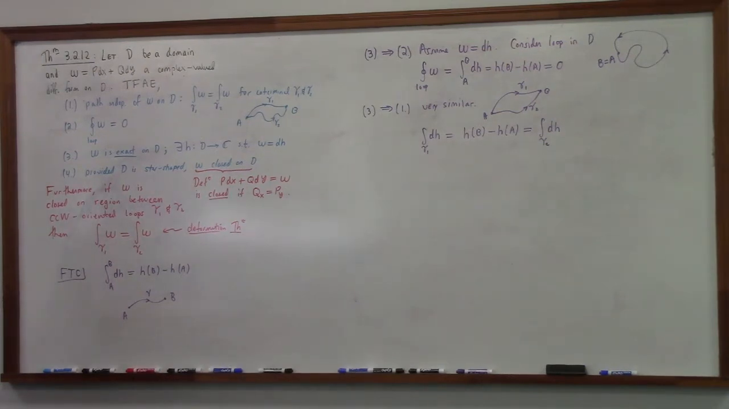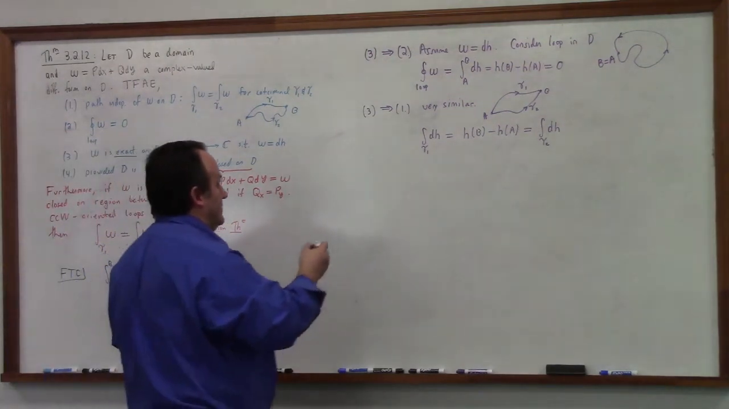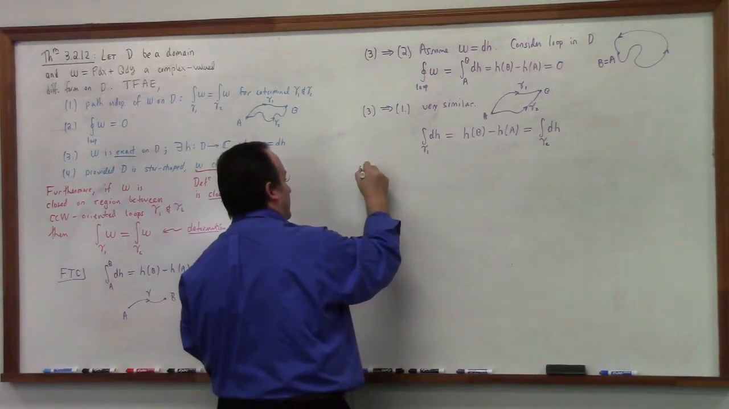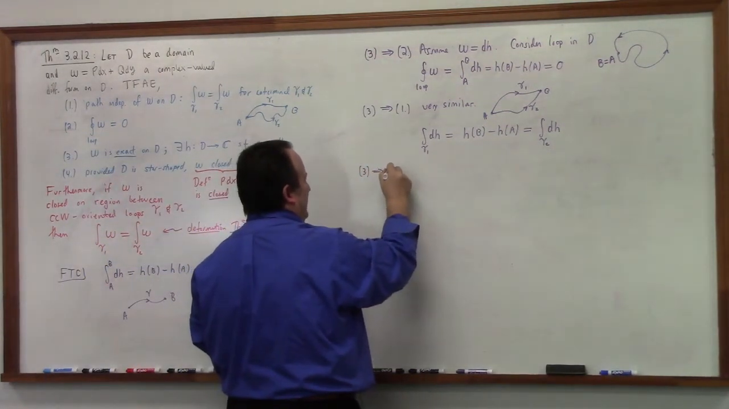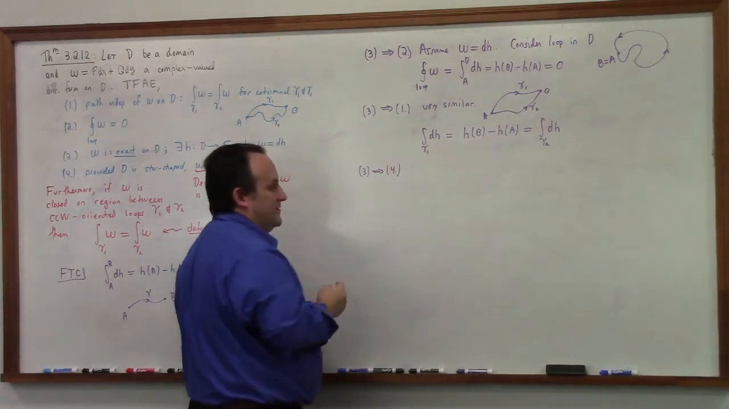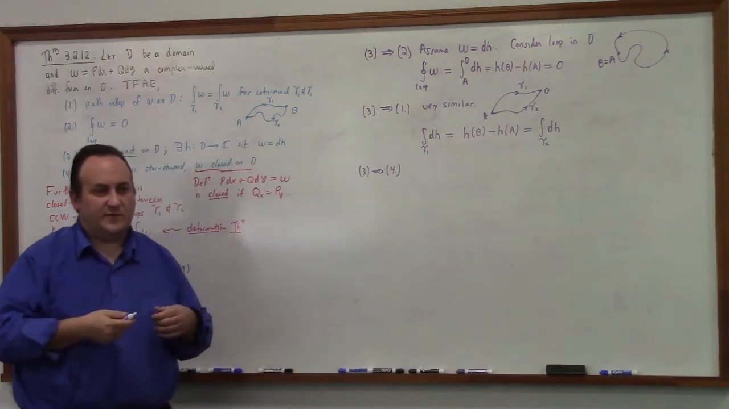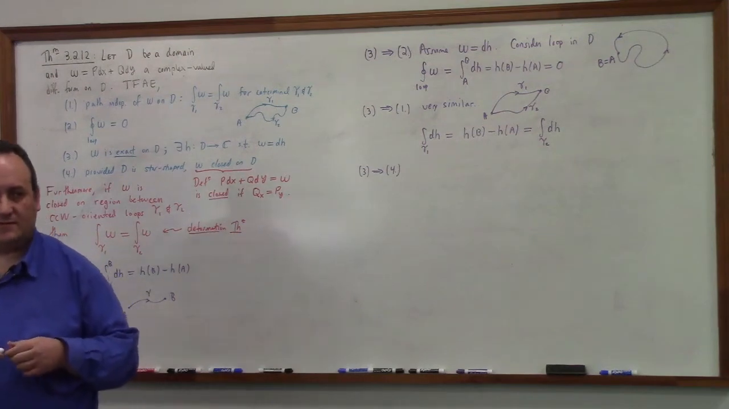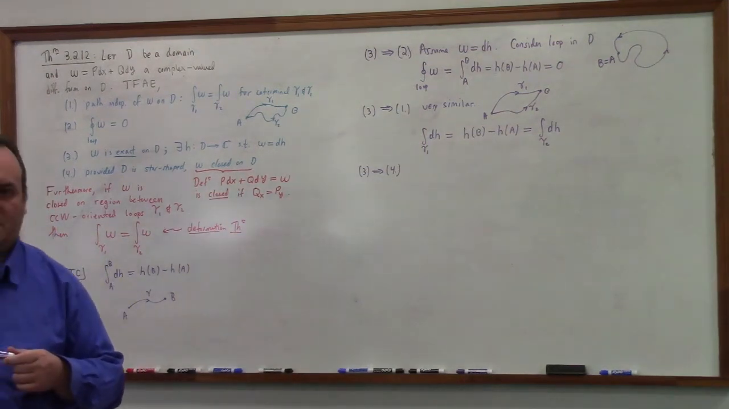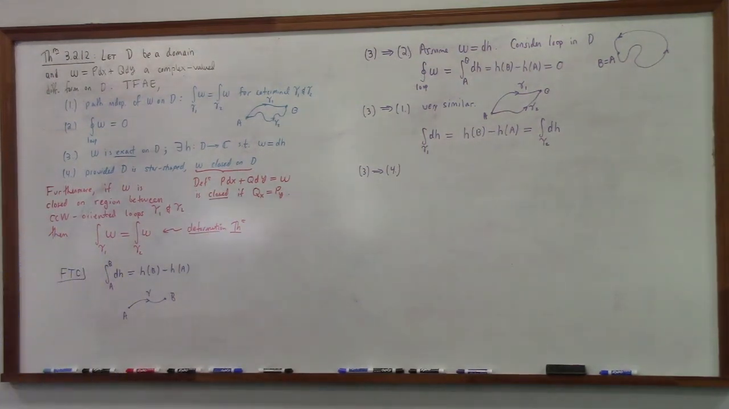How about 3 implies 4? By the way, I'm not being logically minimal here by any stretch of the imagination. Of course, the easiest way to prove the equivalence of 4 things is to prove 1 implies 2, implies 3, implies 4, implies 1 again. So I'm not going down that path.